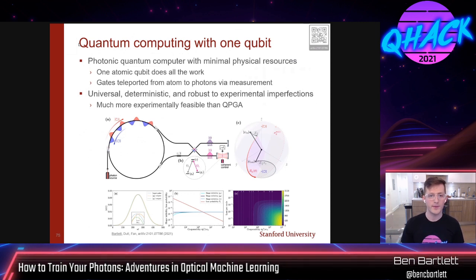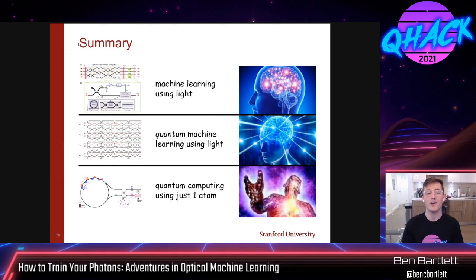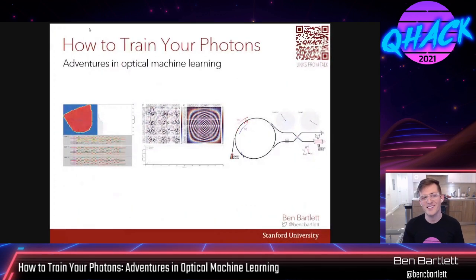It's also much more experimentally feasible to make than a QPGA. So just to summarize this talk, in part 1, we talked about how you can do machine learning using light with optical neural networks. In part 2, I talked about how you can do quantum machine learning using quantum light. So you take this into single photon pulses and you add some quantum emitters and you allow the photons to conditionally flip the state of other photons. And in part 3, I talked about how you can make a QPGA from part 2 using just one single coherently controlled atom. So that's the end of my talk. Thanks for everyone's attention, and I'd love to take any questions at this time.